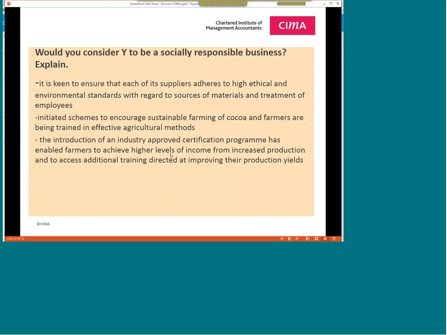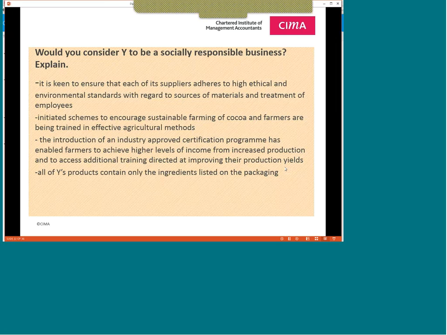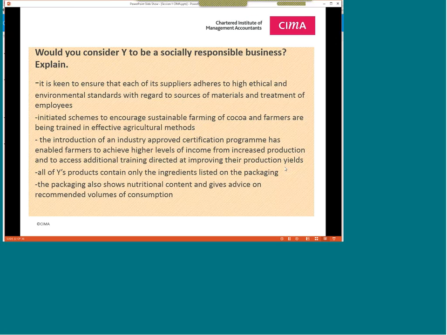Ingredients-wise, products contain only ingredients listed on the packaging. Where does this one fit? That will be social justice, yeah. The packaging shows nutritional content and gives advice on recommended volumes of consumption. Same, Daniel, yeah, very good. So it's social as well.